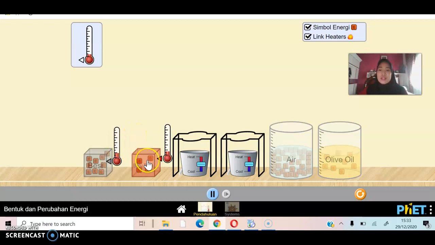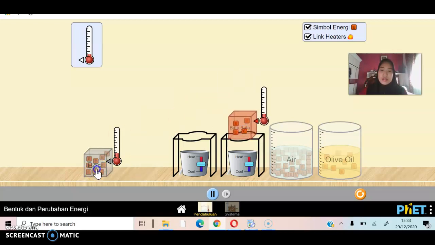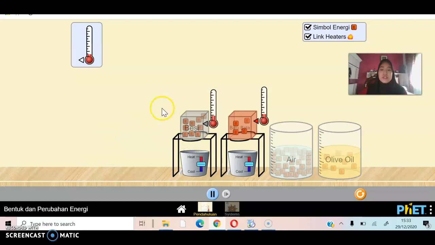Then we will heat them up. Put the bricks on the heater and also the iron on the heater. Okay, now we heat them up. Now, as we can see, the temperature in the bricks increases faster than the iron.